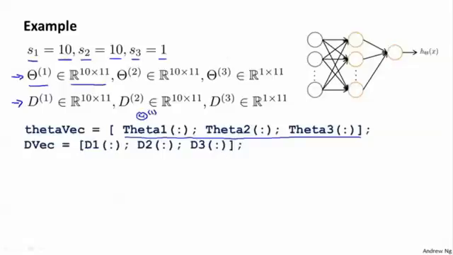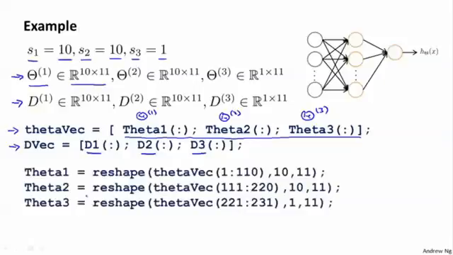You can take all the elements of theta 1, all the elements of theta 2, all the elements of theta 3, and unroll them and put all the elements into a big long vector, which is theta vec. And similarly, the second command would take all of your D matrices and unroll them into a big long vector and call it dvec.